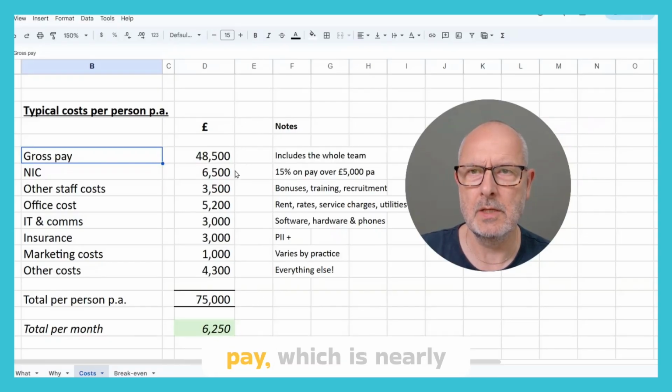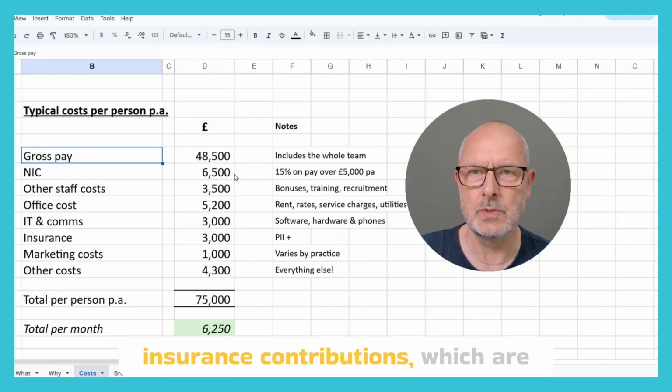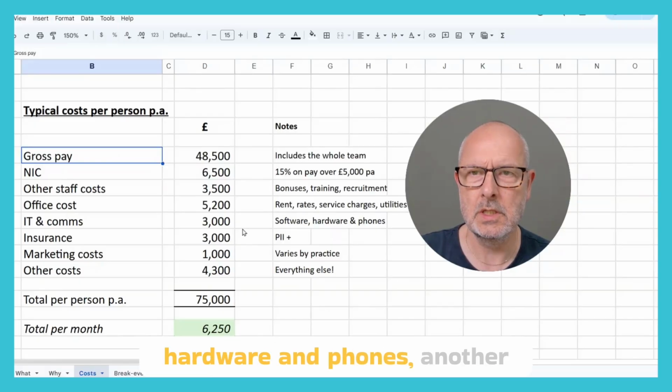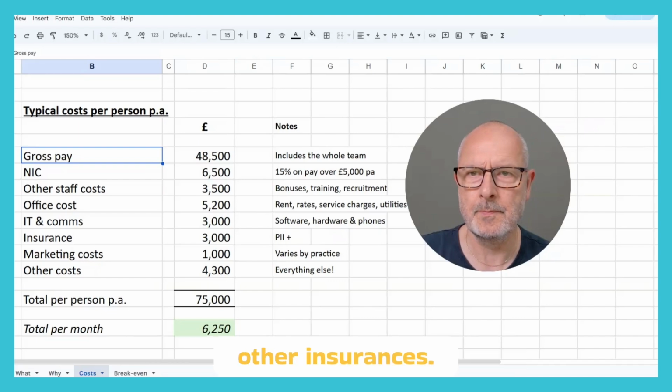So other than gross pay, which is nearly 2/3 of the cost, we've got national insurance contributions, which are 15% now on all pay over £5,000. Bonuses, training and recruitment, which is about £3,500 per person per year. Office costs, which are about £100 a week per person, £5,200 a year. £3,000 for software, hardware and phones, another £3,000 for professional indemnity insurance and any other insurances.